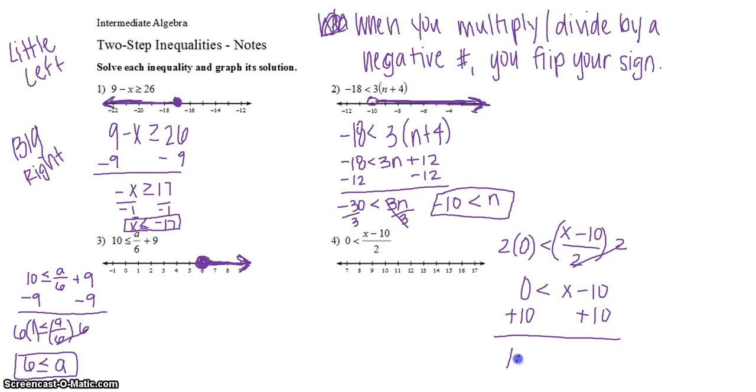So I have 10 is less than x. So at my 10, that's an open circle. X is on the big side, so I go to the right.